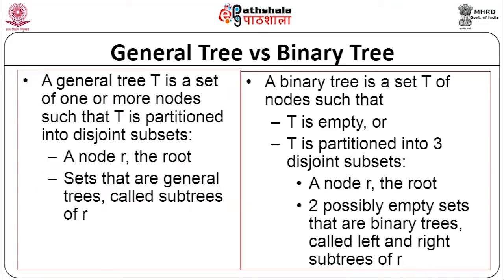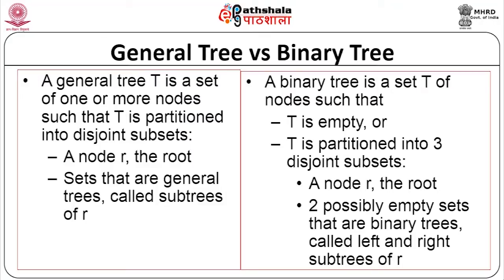Now, let us first compare general trees and binary trees. A general tree is a set of one or more nodes such that T is partitioned into disjoint subsets. We are not saying how many subsets. So, you have a node R, the root, and the remaining sets are general trees called subtrees of R. This is the definition we gave for a general tree before.